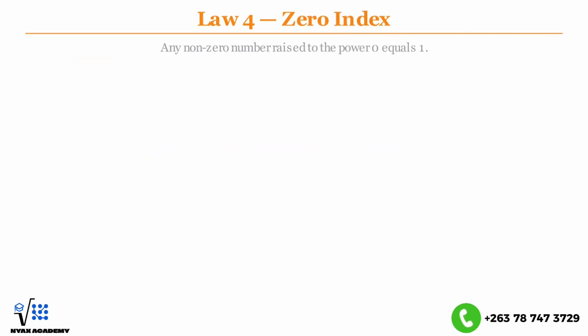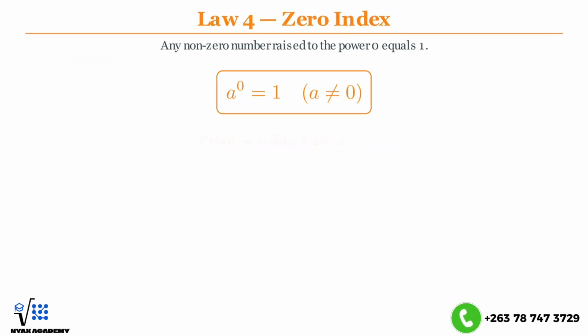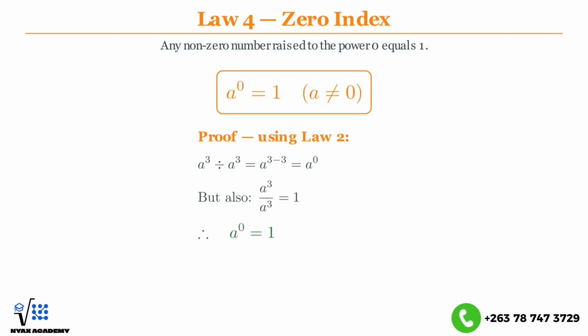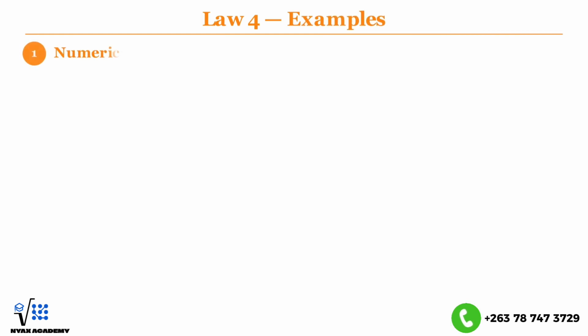For the fourth law, it says any non-zero number raised to the power of 0 tinowana 1. Izvi tokwanisa kuzviprova tichishandisa law 2. A cubed divided by a cubed is equal to a to the power of 3 minus 3 towana 0. But also zvakafanana nekuti a cubed over a cubed towana 1. Here are a couple of examples of law 4 in use.